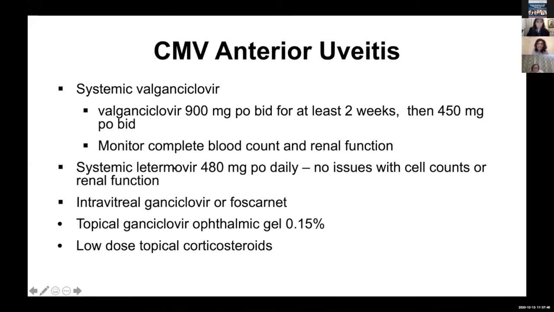Systemic letermovir is a once-a-day drug, and it's relatively new. It got approved in the bone marrow transplant population for systemic CMV. It has a much better side effect profile, in that there's not really issues with cell counts or renal function, so it is an alternative. Other alternatives are intravitreal therapy, ganciclovir or foscarnet, topical ganciclovir at 0.15% or higher concentrations we sometimes use, and then low-dose topical corticosteroids in conjunction.